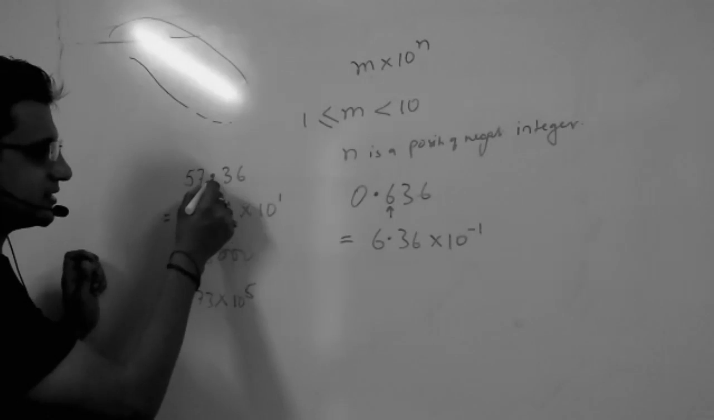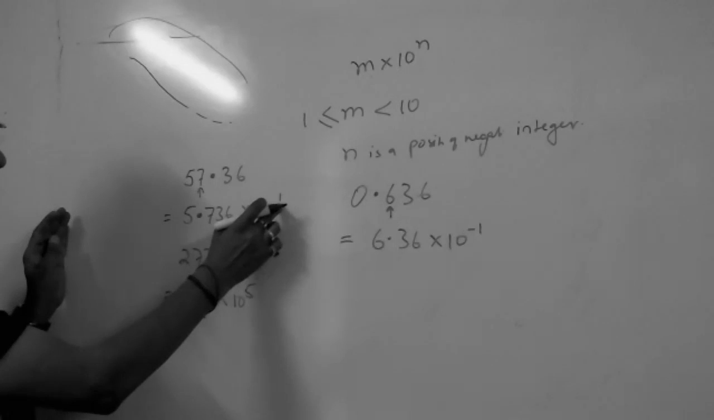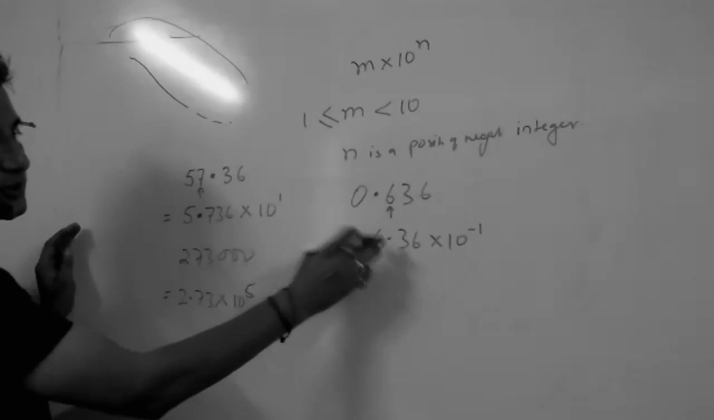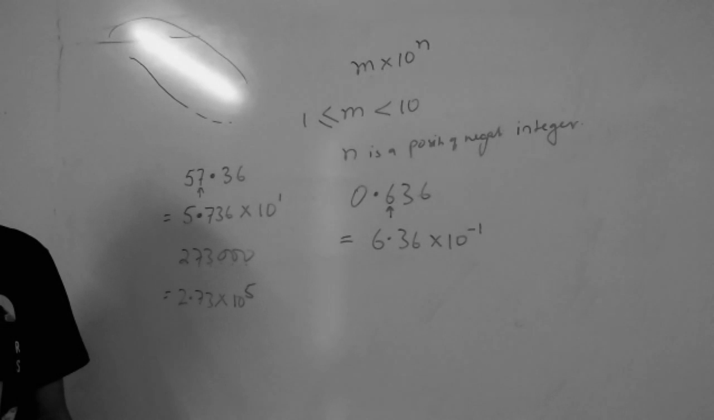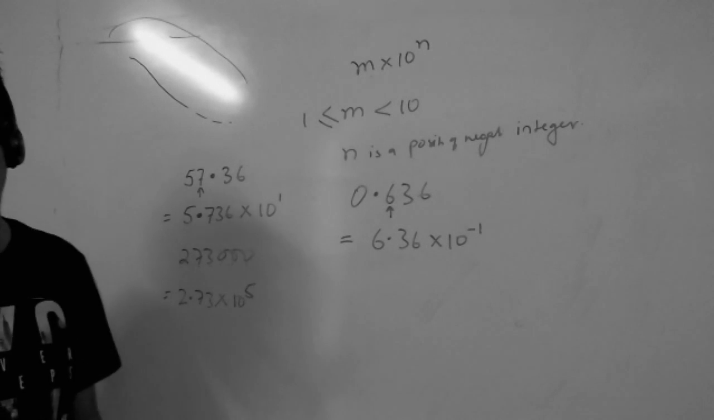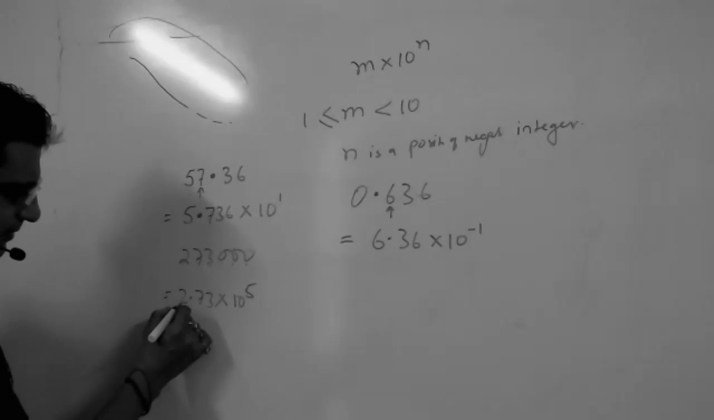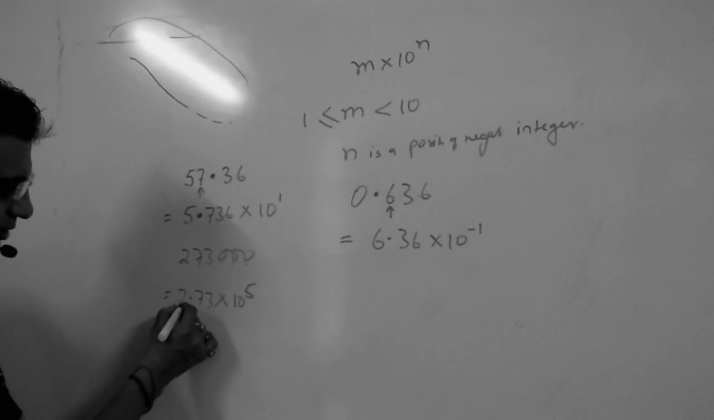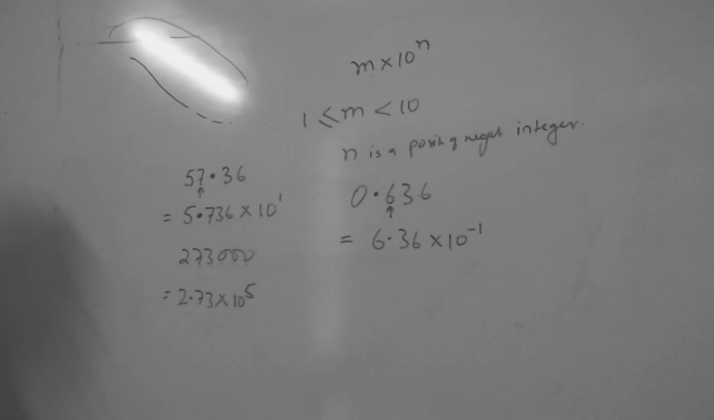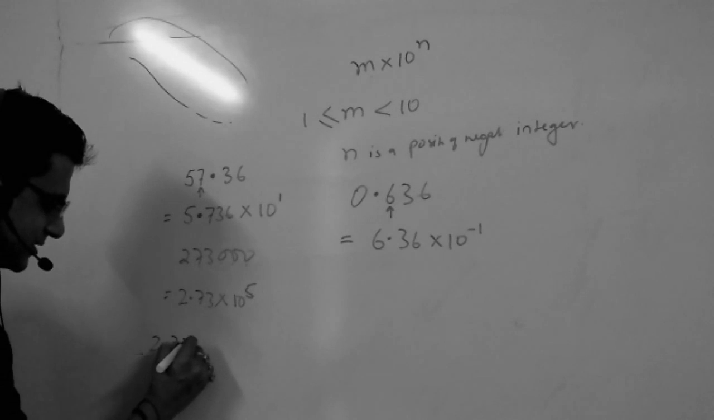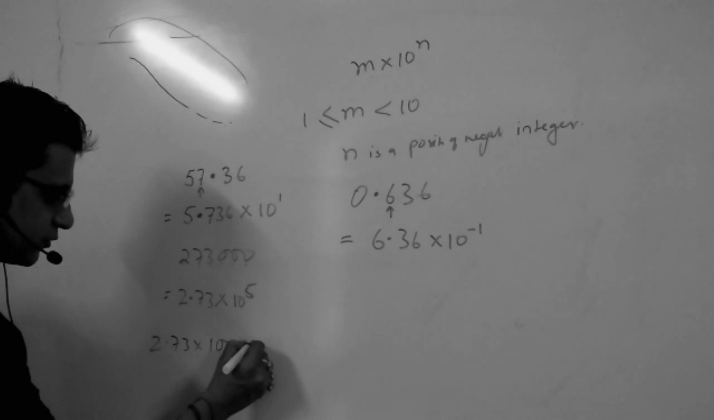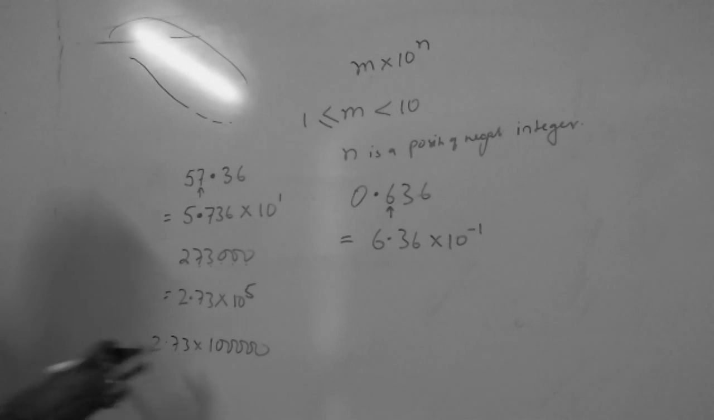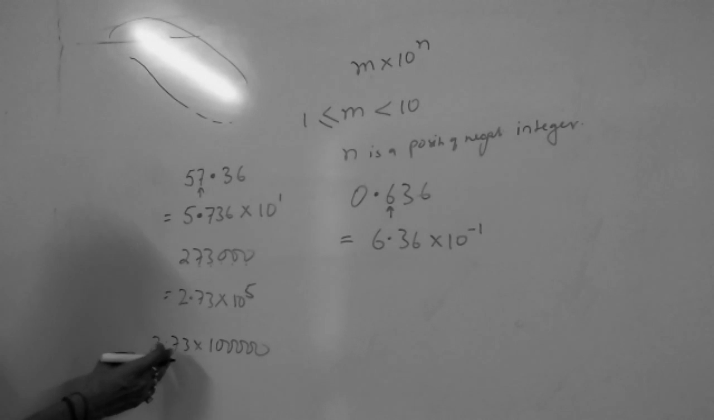In this, it was moving left hand side, so positive. Now here it is moving right hand side, so it is negative. Now I will tell you how to understand and remember this. When you multiply 2.73 by 10 to the power 5, will this number become big or small? Big. This number will become big. So in that case, it is positive.